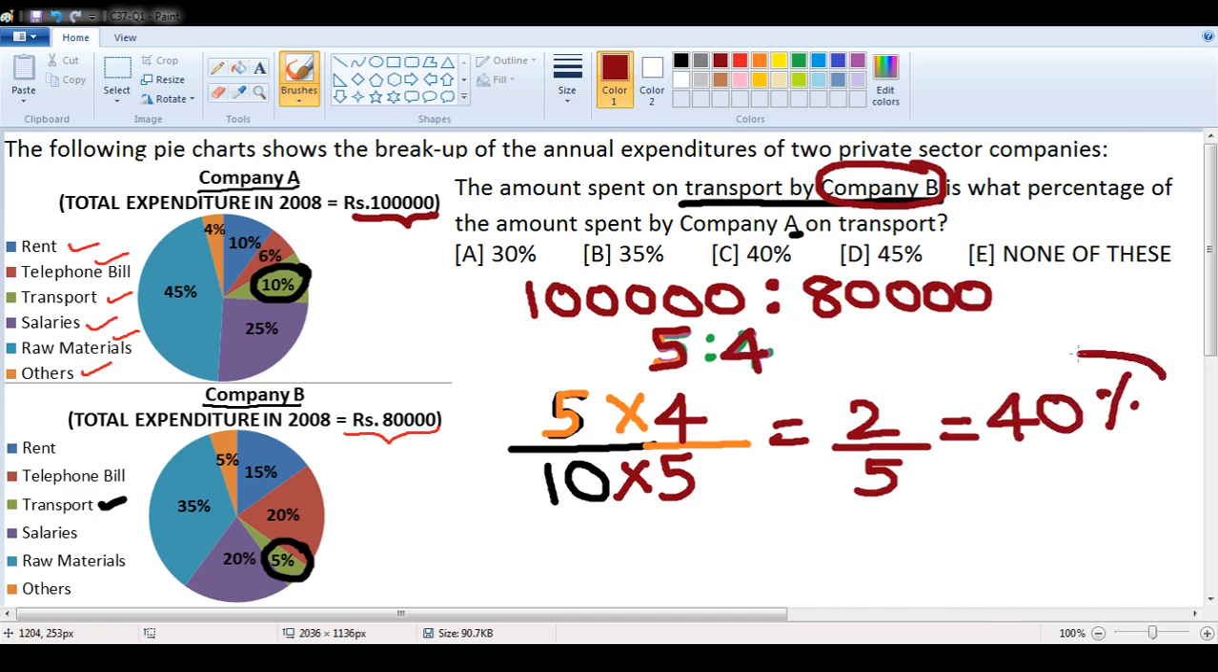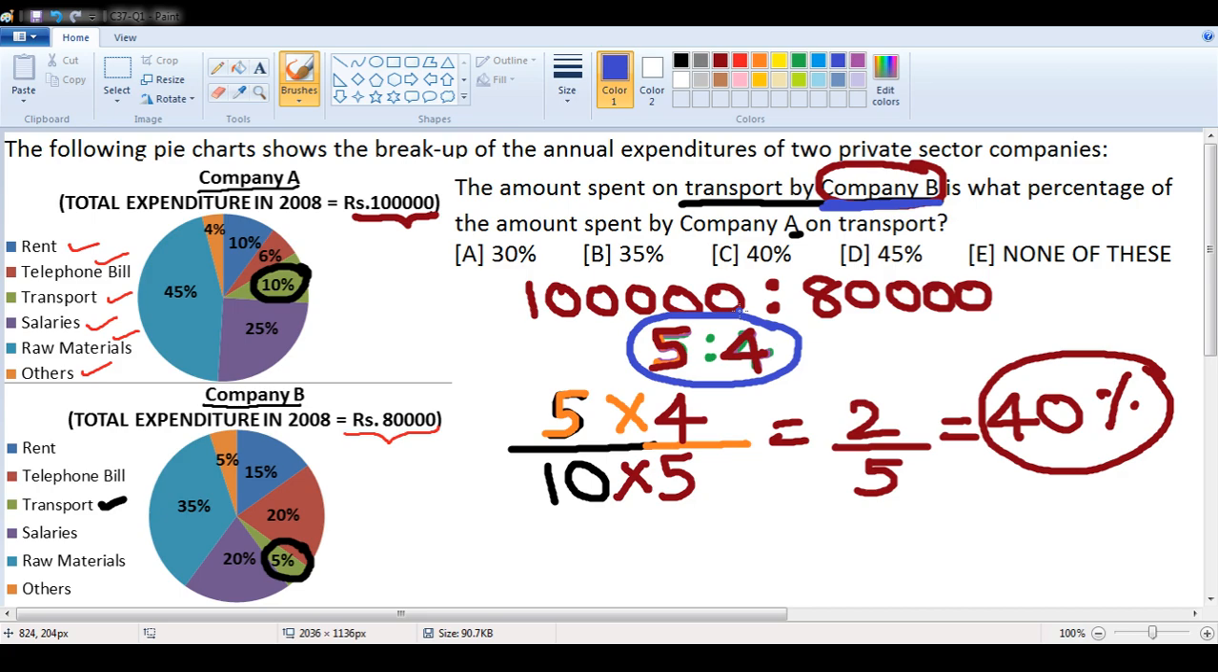2 by 5 is nothing but 40%. I believe it is clear, sir. The mistake which I did is, I took company A in the numerator, but actually the first statement is talking about company B, right? Please do not forget to multiply by this ratio factors 5 and 4 for A and B respectively whenever you are solving questions on this.